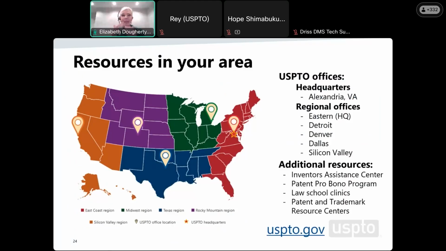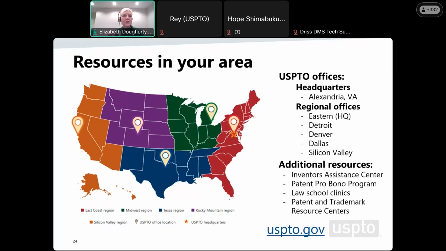Resources in your area. I'm happy to share with you that the USPTO, while its headquarters is in Alexandria, Virginia, we also have a footprint across the nation. We have regional offices in Detroit, Dallas, and San Jose, as well as a community outreach office located in New Hampshire. Now, sadly, we have recently closed our Denver regional office, but I suspect that will be replaced with some community outreach offices in the not too distant future. It seems to be a working model that we are leaning towards.